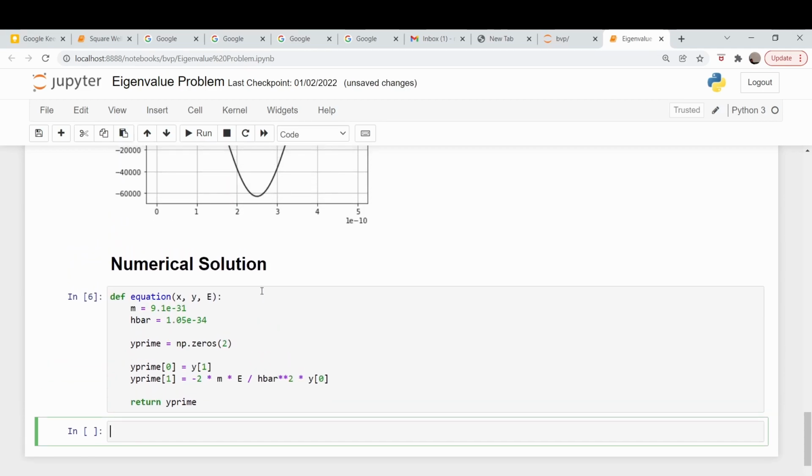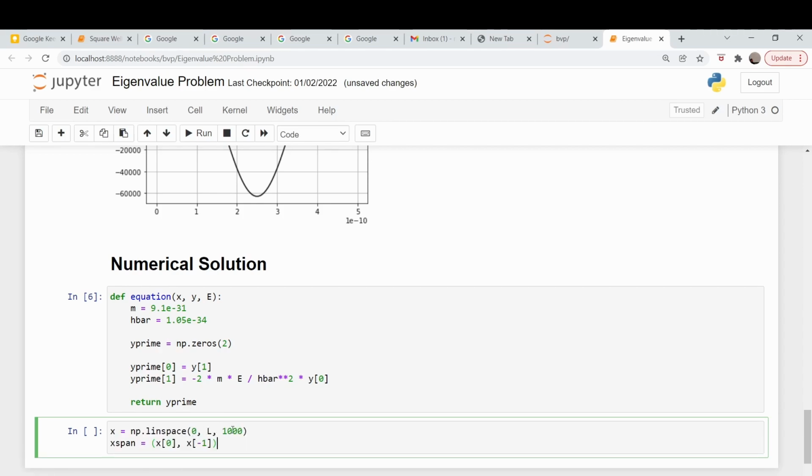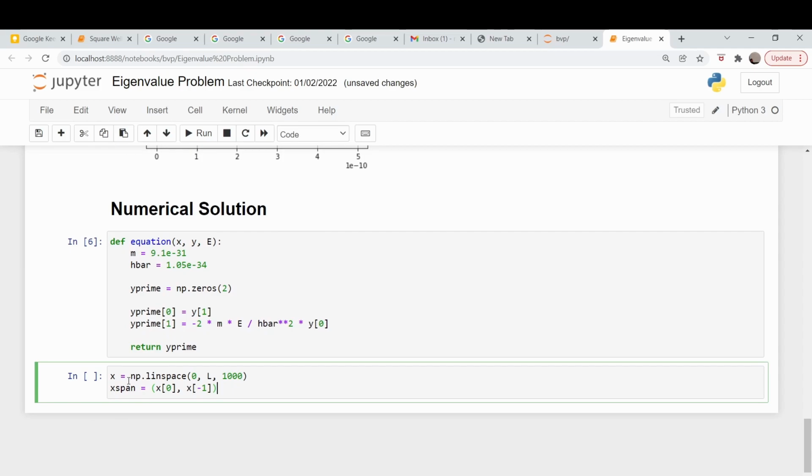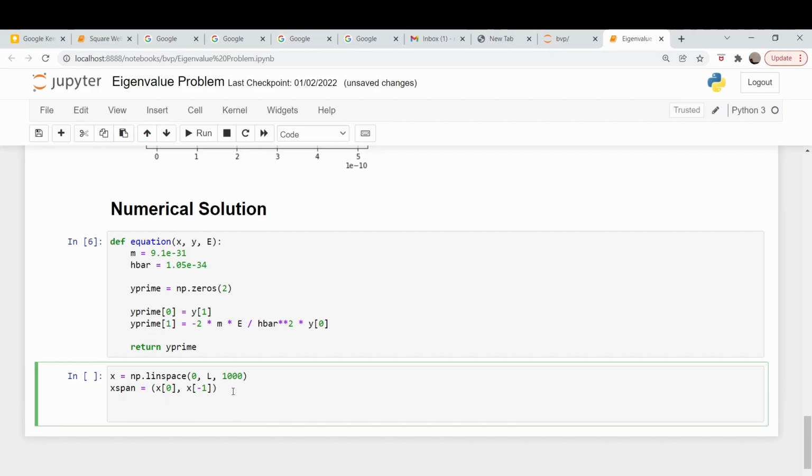Now I'm just going to manually go through the shooting method for this because we've done it in previous videos, so I don't want to spend a lot of time here. So this is going to be our spatial variable x. It goes from 0 to L, and I'm just going to have 1,000 steps for plotting purposes to make things clear. The x span, which the solver requires, is just the first and last elements of that vector. Now I'm going to pick a value for my energy.